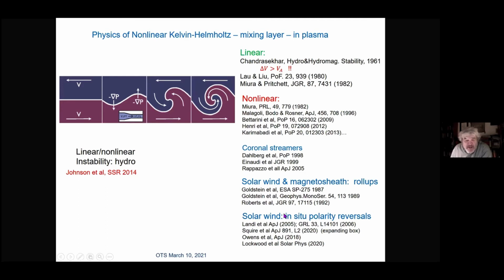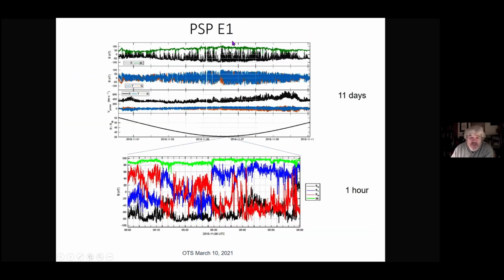solar wind observations. But the big news from Parker Solar Probe is, and this was more or less the first picture that I ever saw from Parker Solar Probe a couple of years ago at the AGU meeting, this top one. This is the first encounter, early November 2018. It's right on the bottom, 11/6/2018. Sorry about that.